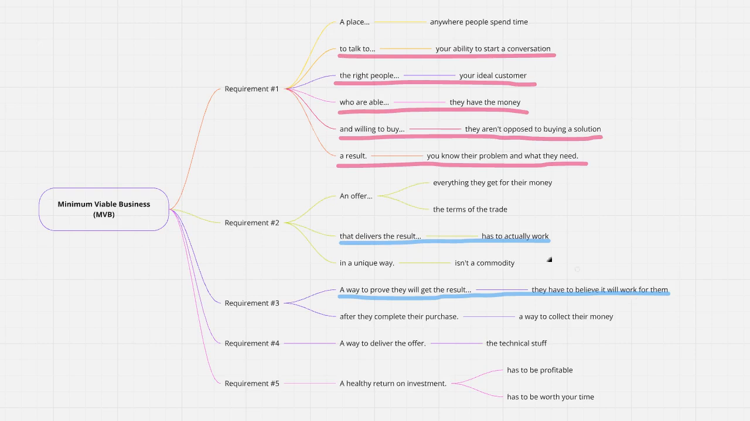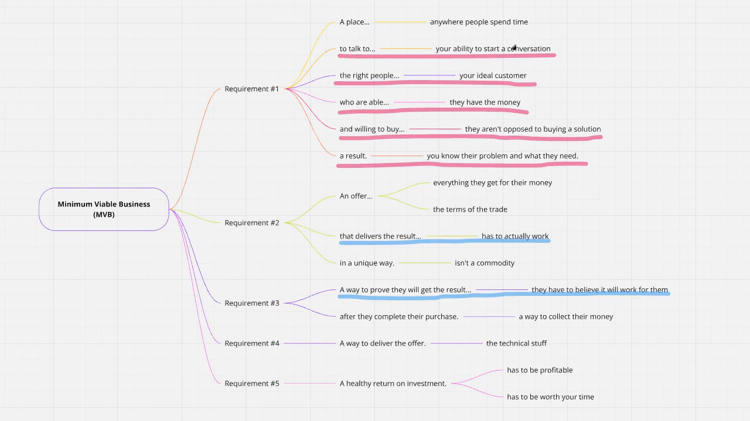Now, in this video, I want to show you how these proof elements we've created will also inform us on these other 5 sections of this minimum viable business. And that is this issue with we have to have a place to talk to, and it's our ability to start a conversation, and that deals with compliance as well.